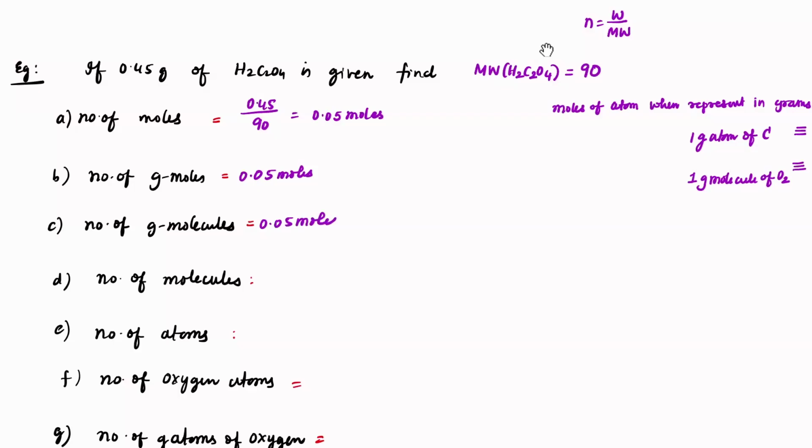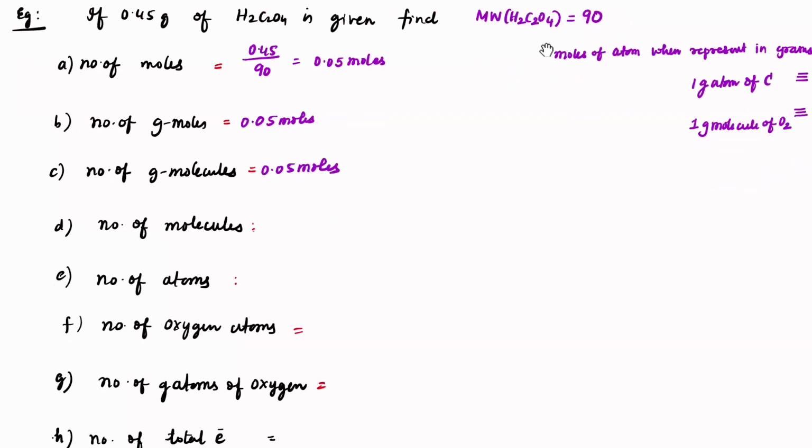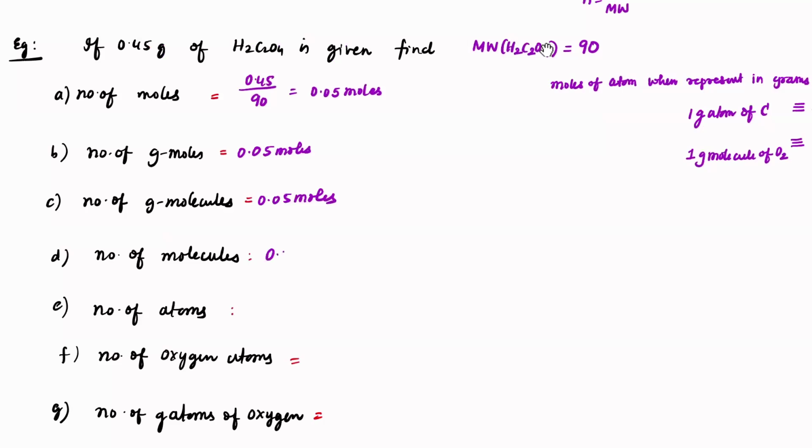Okay. Number of molecules now. How many will we have? 0.05 into Avogadro's number. So which is 0.05 into 6, I'm writing it in approximate value, into 23. So that makes it 0.3 into 10 raised to power of 23, or 3 into 10 raised to power of 22 molecules.